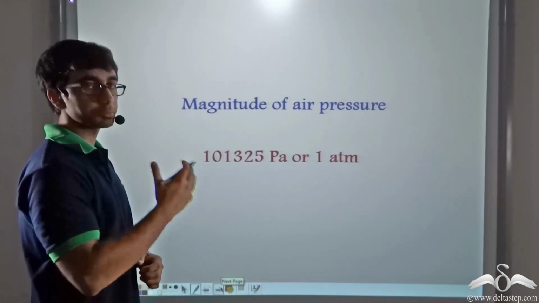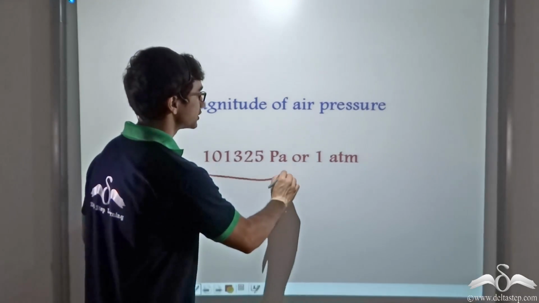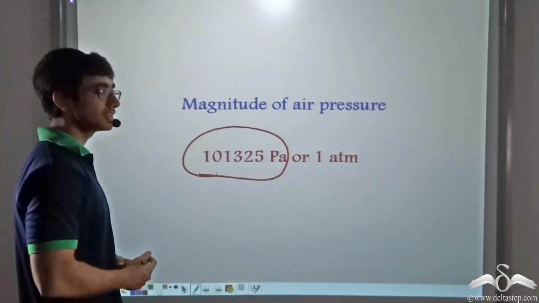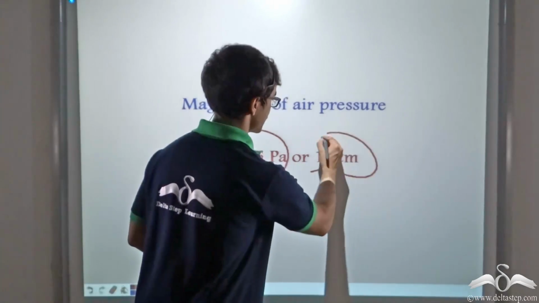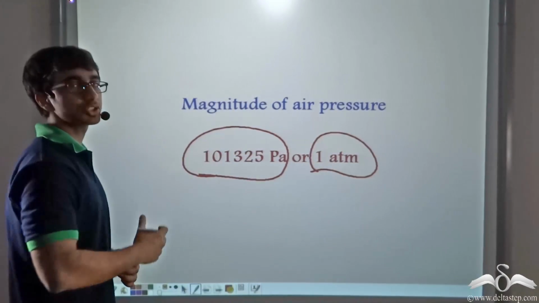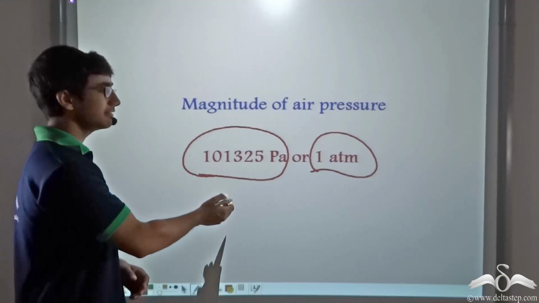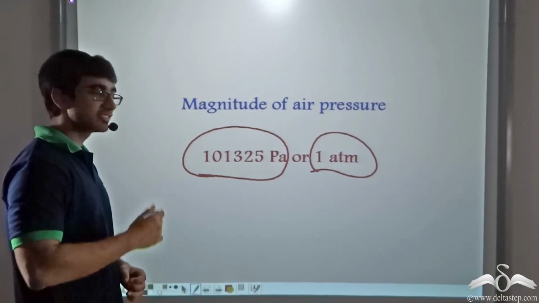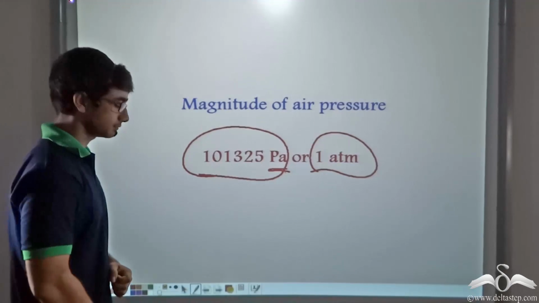The magnitude of atmospheric pressure or air pressure is 101,325 pascals. This quantity is also known as 1 atmospheric pressure. So 1 atmospheric pressure is equal to 101,325 pascals. As I have previously told you, pascal is the SI unit for pressure.